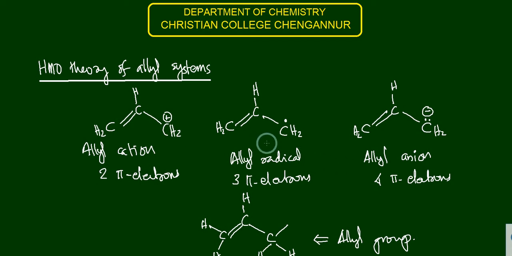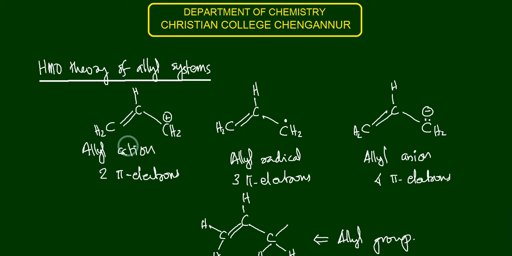So now let's apply the Huckel molecular orbital theory for the allyl systems. We already applied the Huckel molecular orbital theory for ethylene, and here also it is similar to that type of treatment. So here I have given the allyl cation here, allyl radical here, and allyl anion here.